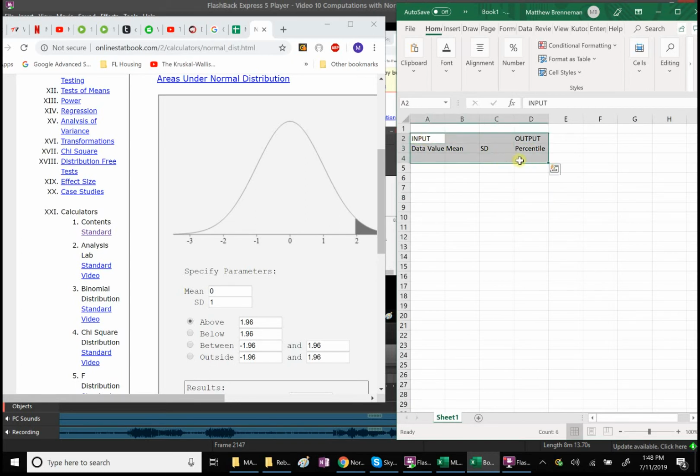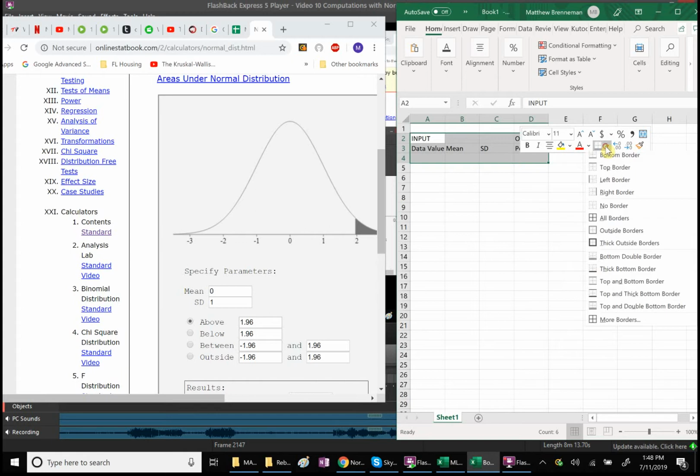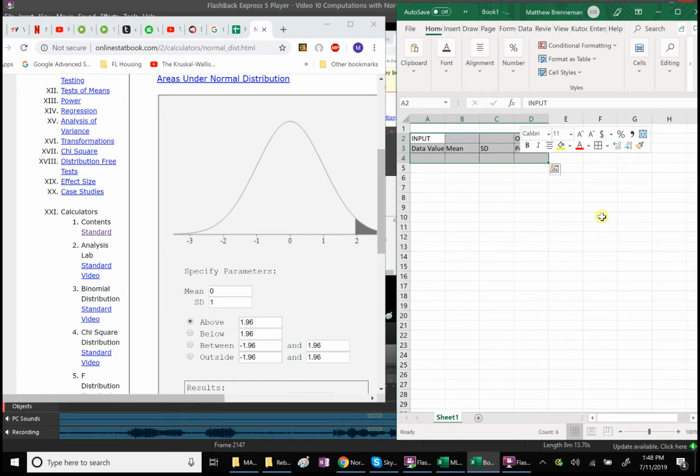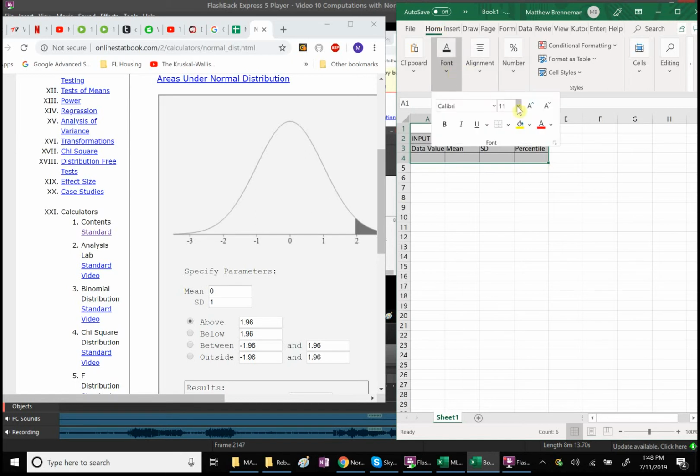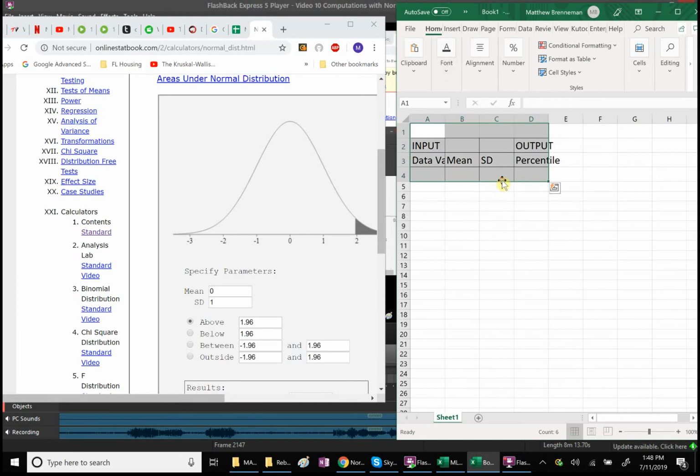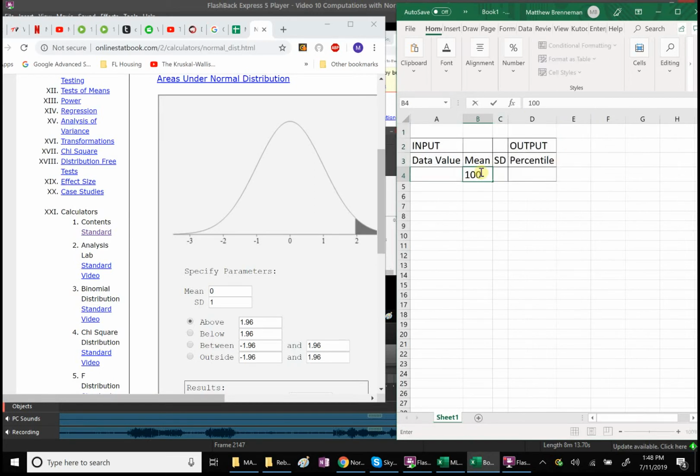So if we go to the example that we had in notes with IQ, we said IQ has a normal distribution, it has a mean of 100, and a standard deviation roughly of 16. So I'm going to start with that. And let me blow this up a little bit so we can see a little better what we're doing. All right. And let's suppose we want to compute the percentile for an individual that has an IQ of 90. So our mean is 100. Our standard deviation is 16. The data value that I want the percentile of is 90.